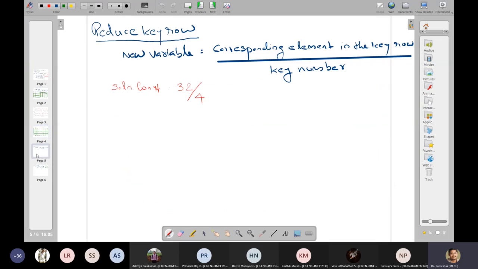So that is how. Solution constant is 32 by 4. Under X1 it will be 4 by 4. Under X2 it will be 2 by 4. Under S1 it is 0, and under S2 it is 1 by 4. So 4 is my key number and 32 is the corresponding element in the key row. Everywhere in the same order it has been solved.